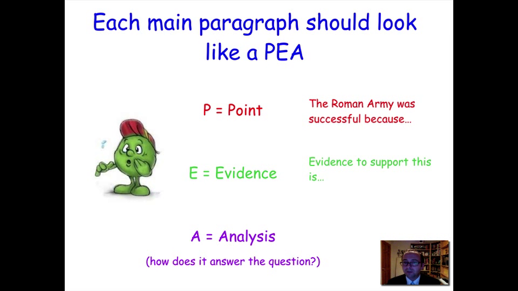Now, 1 piece of evidence will be fine. 2 better, 3 better again. Now, many students will conclude a paragraph with just the point and the evidence. Now, that will be limiting because that will enable them only to achieve a national curriculum level 4. To achieve level 5, students need to provide the analysis.